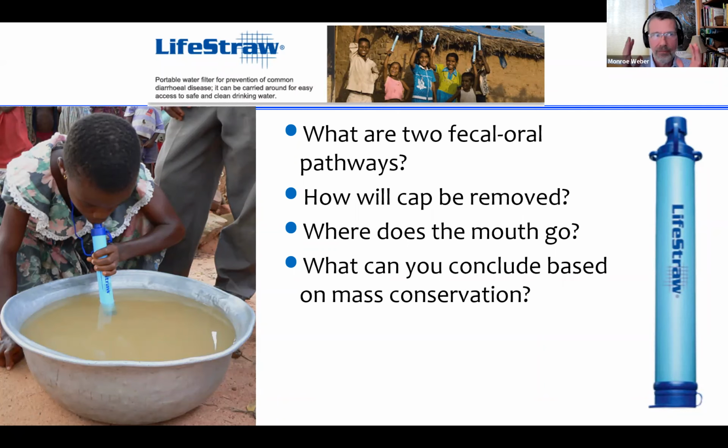So think about an individual who's somewhere where there is no safe water anywhere. The only water available is contaminated water. What are they going to do? How are they going to use this device?